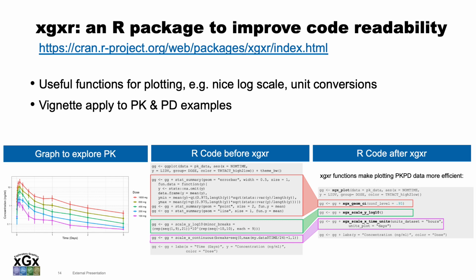In the middle box, you can see the R code in ggplot to generate this plot without using the xGxR package. And on the right, there is R code that uses the xGxR package to generate the same plot. You can see that with the xGxR function, all those lines in the middle box from ggplot can be done in one line of xGxR.